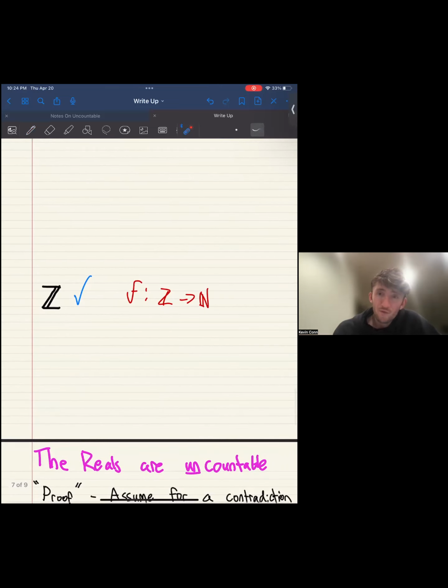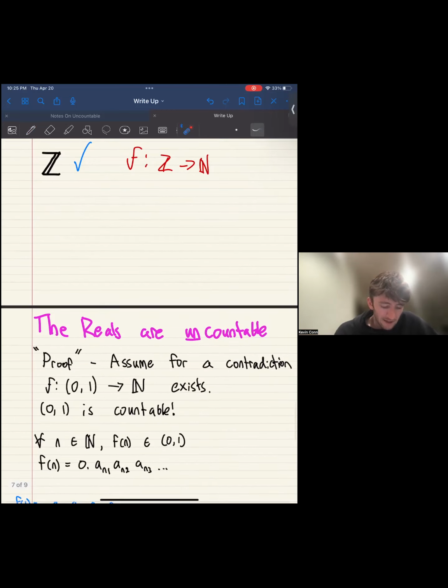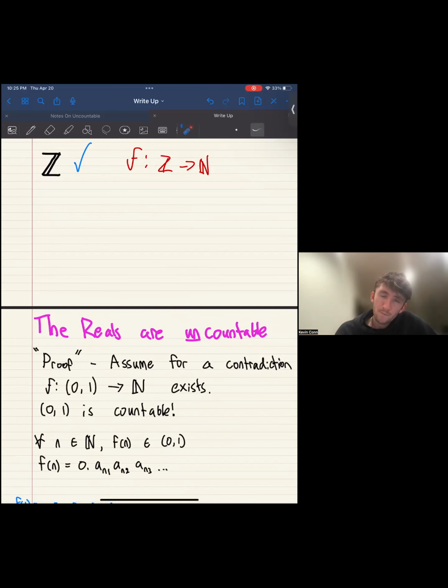So we're going to move right along here, kind of steaming on by. Hope everyone's okay with that. So we are going to get to this proof where I am claiming that the real numbers are uncountable.